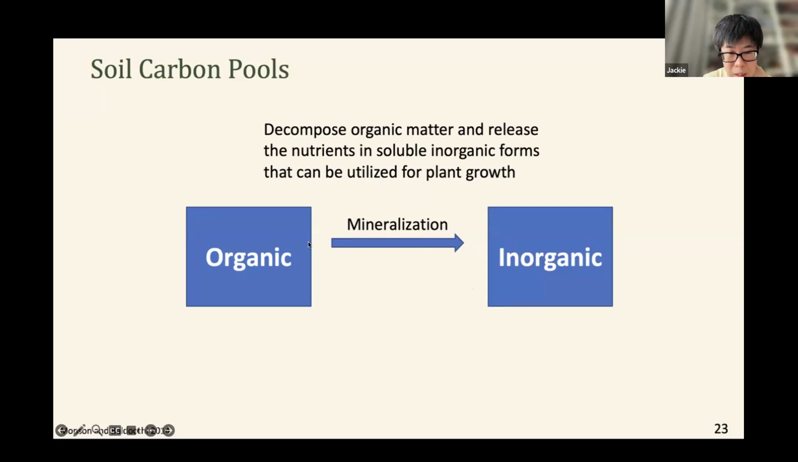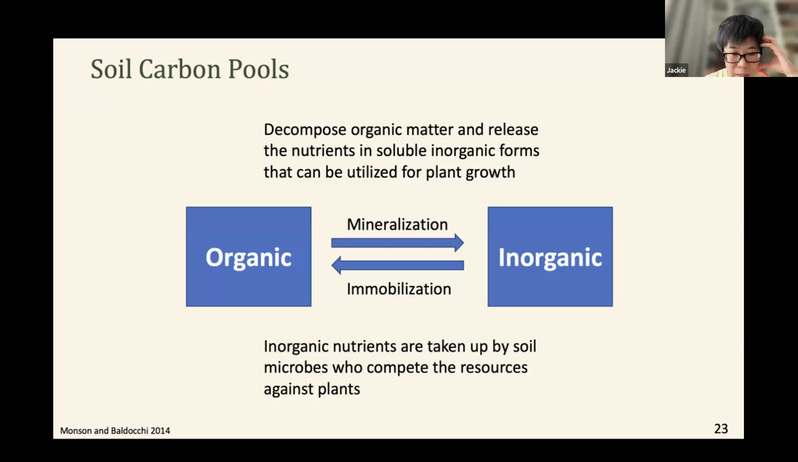that can eventually be utilized for plant growth. So it is a very important process happening in the soil. In the other direction, the transformation from inorganic carbon to organic carbon, we have immobilization processes going on. That basically represents inorganic nutrients taken up by soil microbes, which compete for resources against plants, right? Because both plants and microbes can utilize these inorganic nutrients. And if we talk about this consumption by soil microbes, then that is the process related to soil immobilization. So those are two major transformation processes going on in the soil.